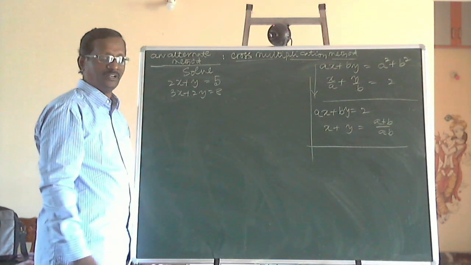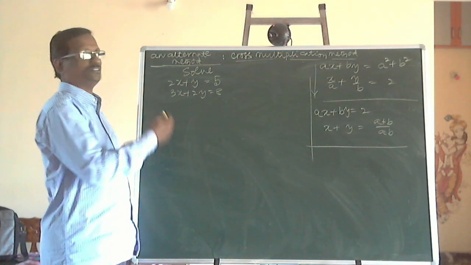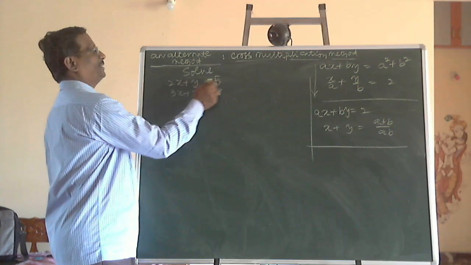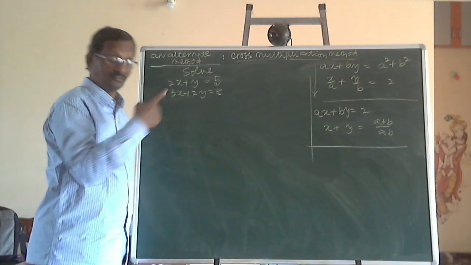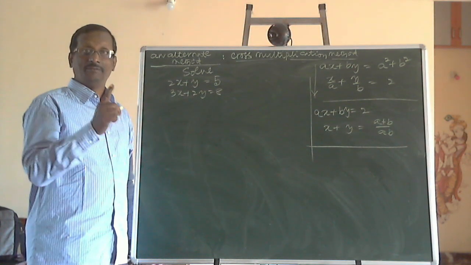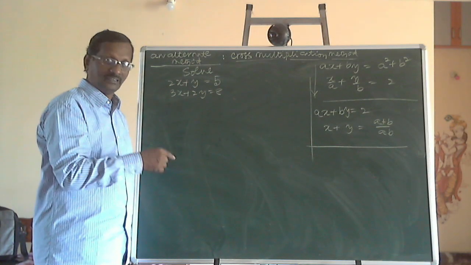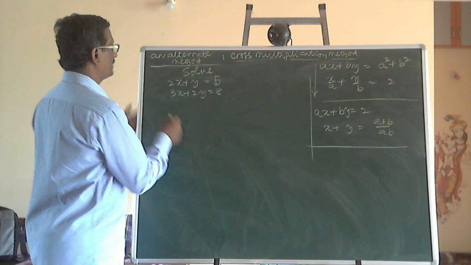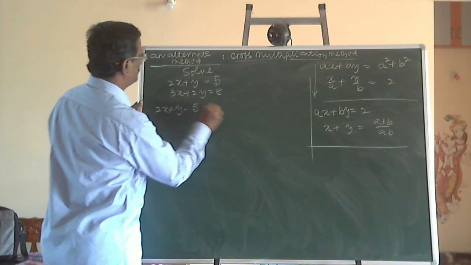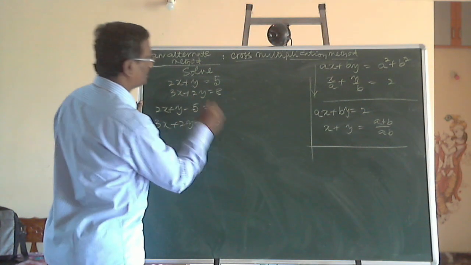This is a pair of linear equations. Let us solve by using the alternate method which we have learned. Here, if the equation is given in the form of ax plus by is equal to c, the constant is on the right side, then first and foremost, we have to shift the constant from RHS to LHS in the method which we have learned. Here 2x plus y minus 5 is equal to 0. 3x plus 2y minus 8 is equal to 0.